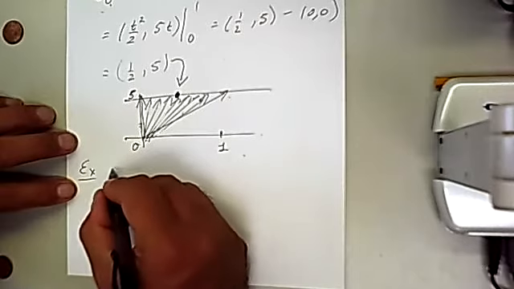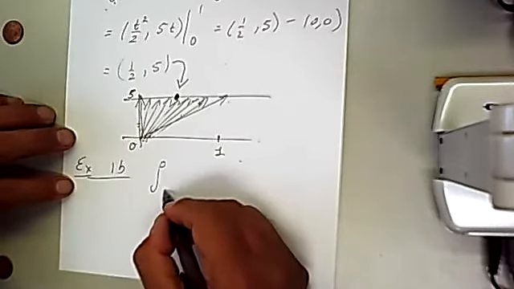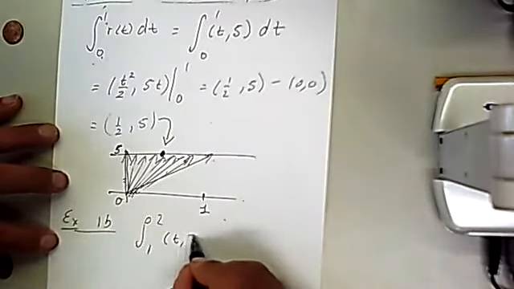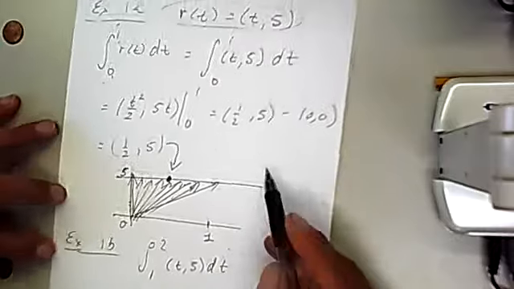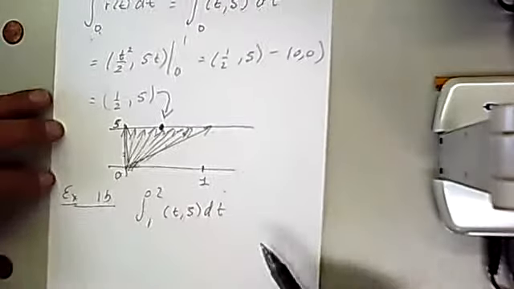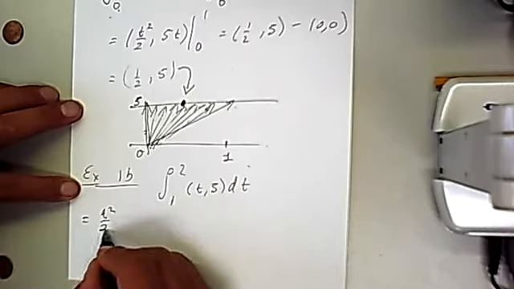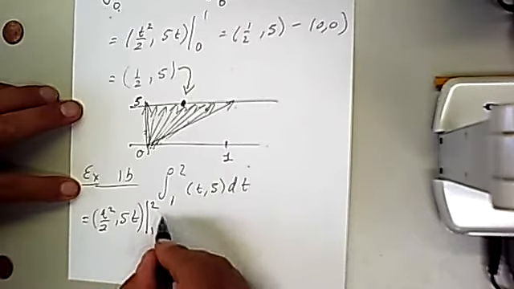Example 1b. What about the integral from 1 to 2 of the same function, t comma 5, dt? So again, we have t squared over 2, 5t, from 1 to 2.